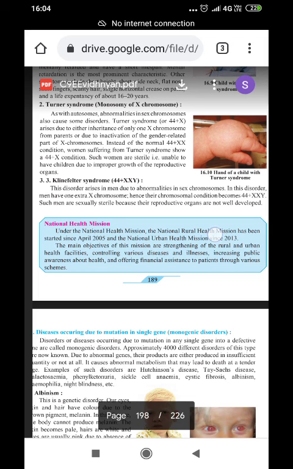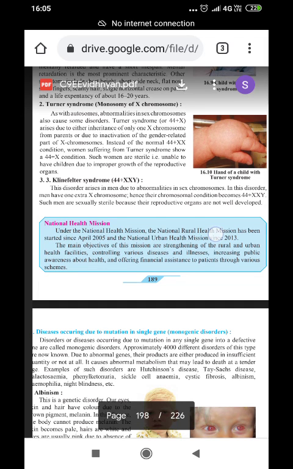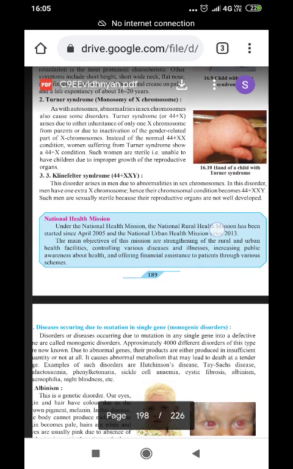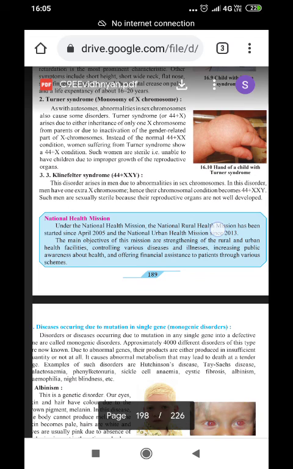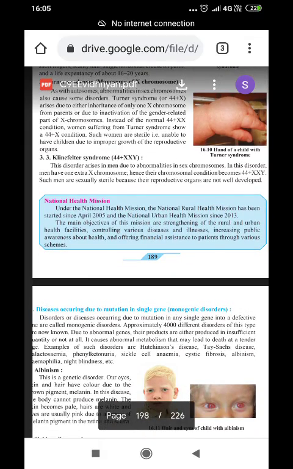As with autosomes, abnormalities in sex chromosomes also cause some disorders. Turner syndrome, or 44 plus X, arises due to the inheritance of only one X chromosome from parents or due to inactivation of the gender related part of the X chromosome. Instead of the normal 44 plus XX condition, women suffering from Turner syndrome show a 44 plus X condition. Such women are sterile, that is, unable to have children due to improper growth of reproductive organs.